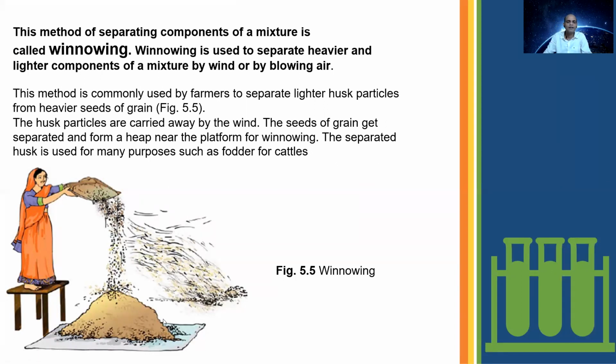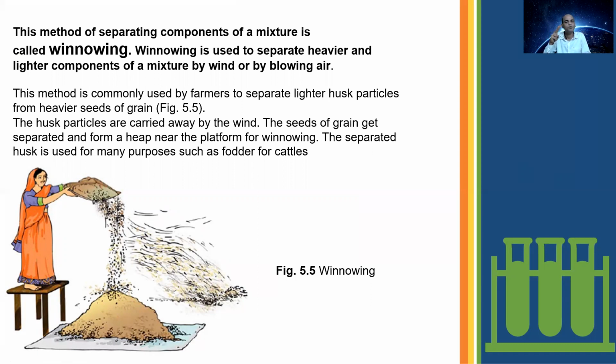Then what happens? You see the husk or the unwanted part goes away to a certain distance, but the heavier parts of the rice just fall here. The heavier parts collect right below. So this is called separating of the rice or the heavier particles from the lighter particles.